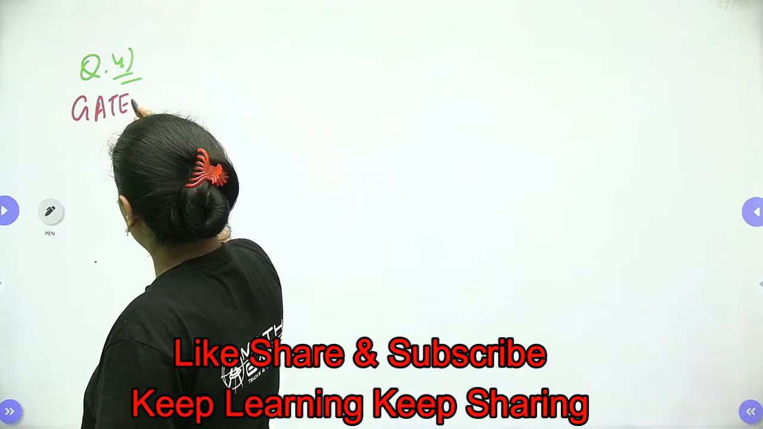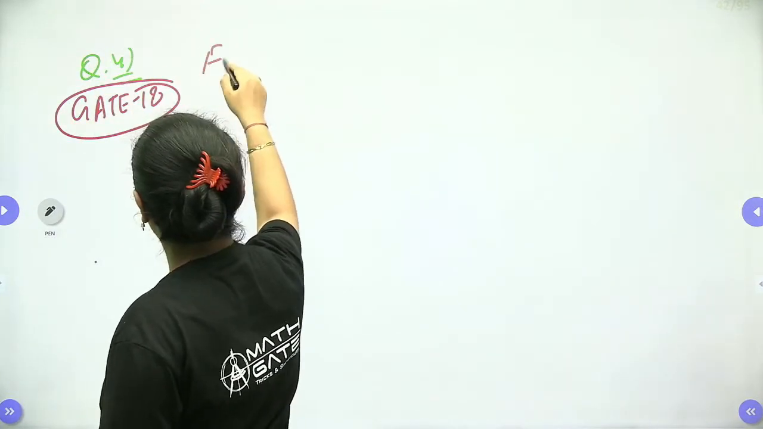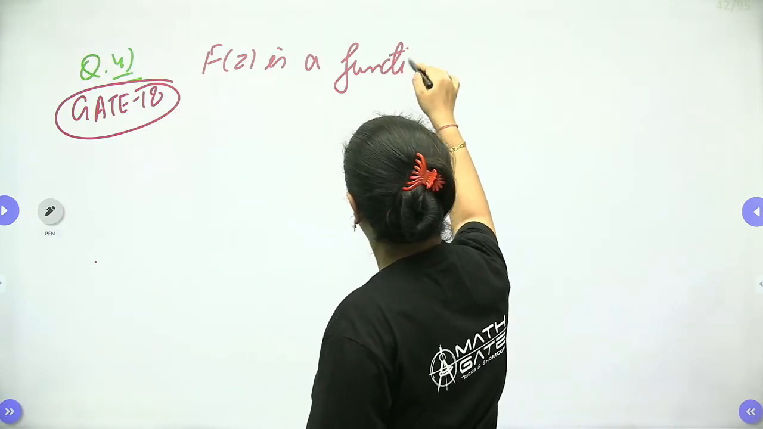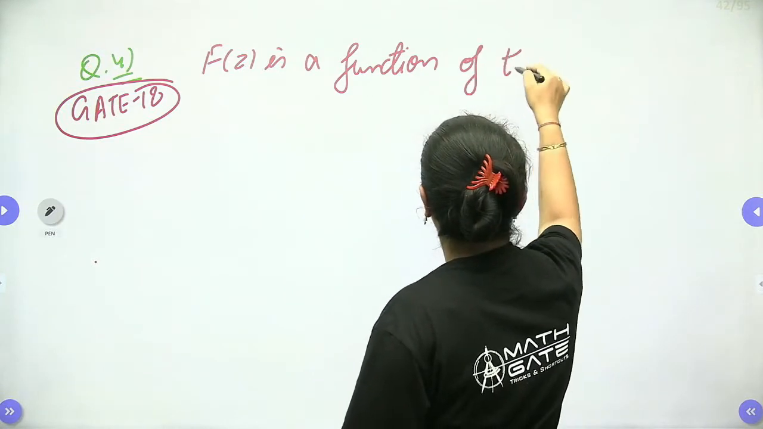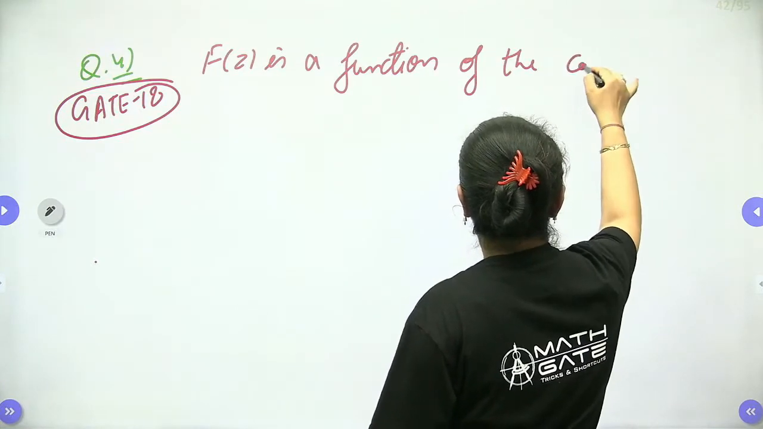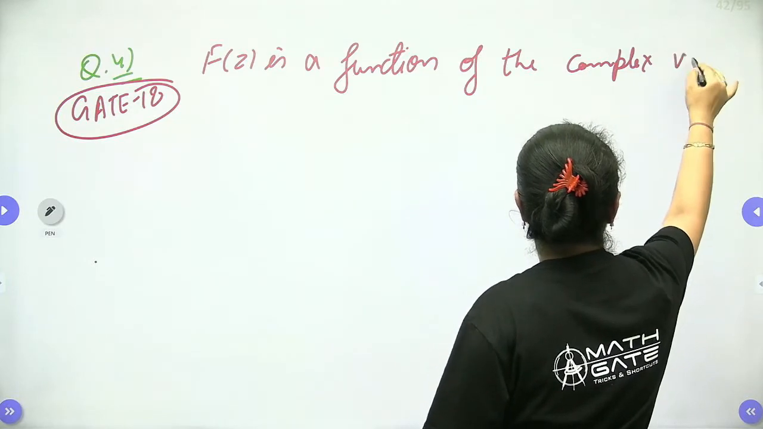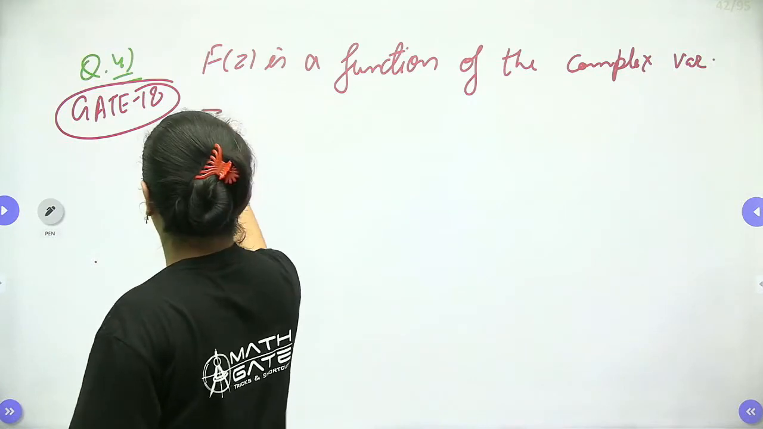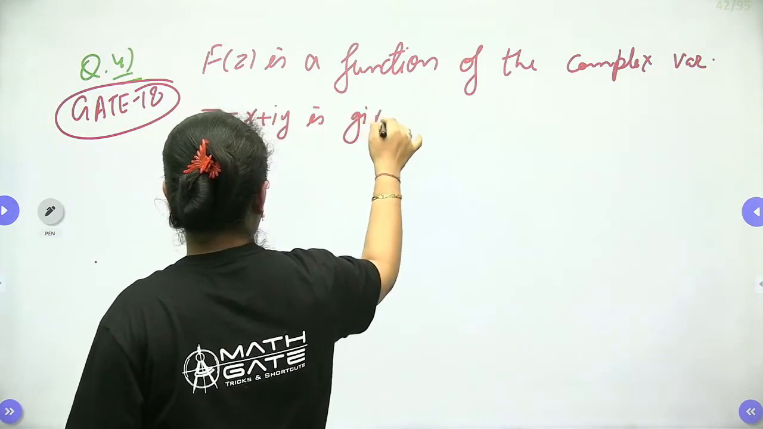This is a GATE 2018 question, dear students. When we approach here, f(z) is a function of the complex variable. So it's a very good question. f(z) is a function of a complex variable z = x + iy, which is given.